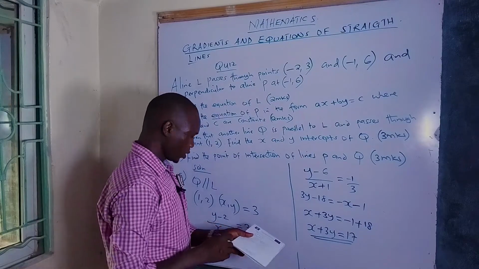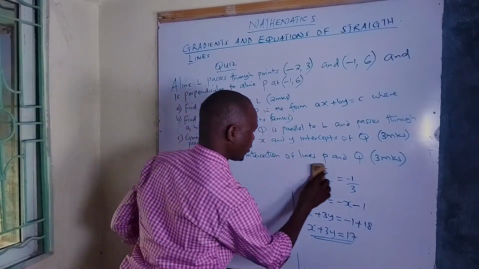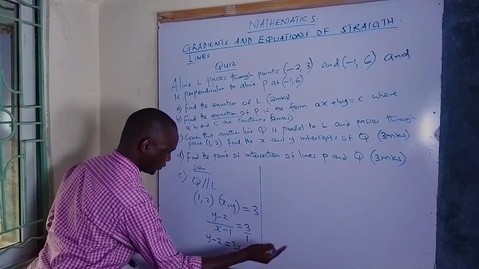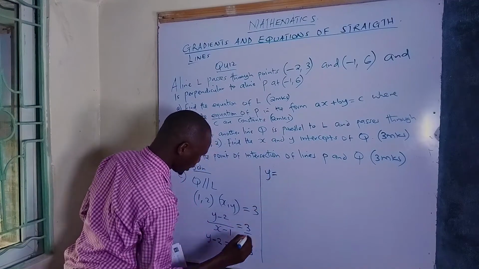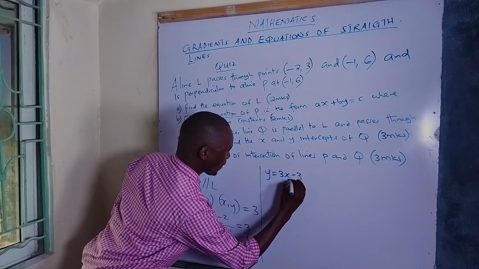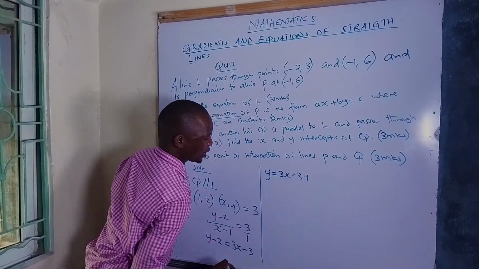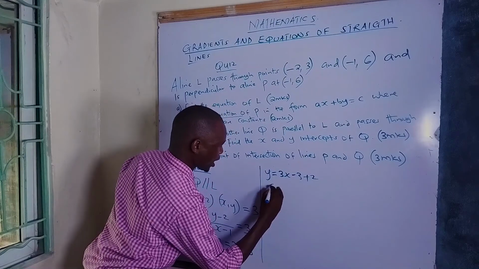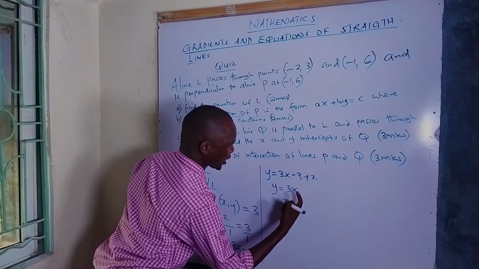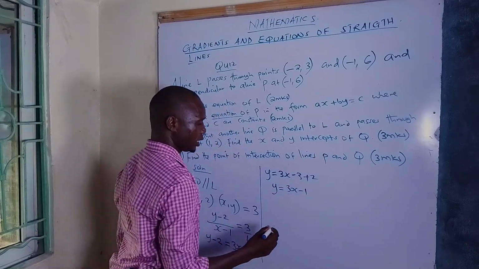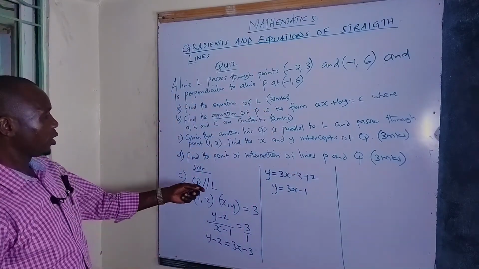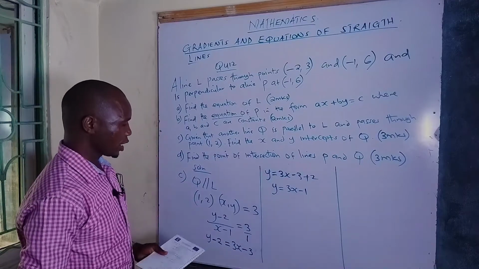In form of y is equals to mx plus c, we are going to take negative 2 to the other side so that we make y the subject. And our y is going to be 3x minus 3. Then we take this to the other side, we add 2. And our equation is going to be y is equals to 3x, negative 3 plus 2. You are going to get negative 1, and that is the equation of that line. But what we need is the x and y intercepts of Q.